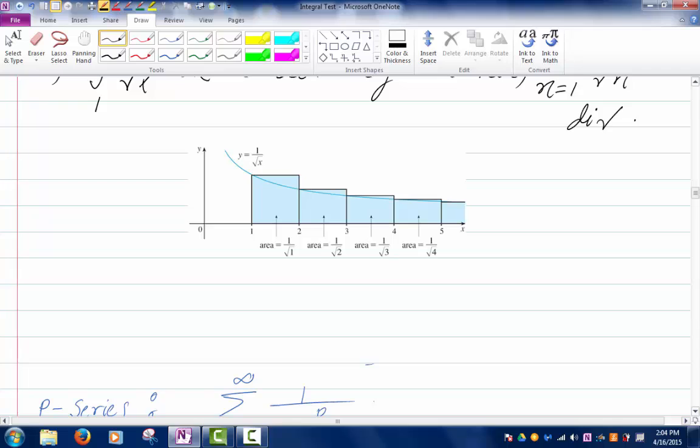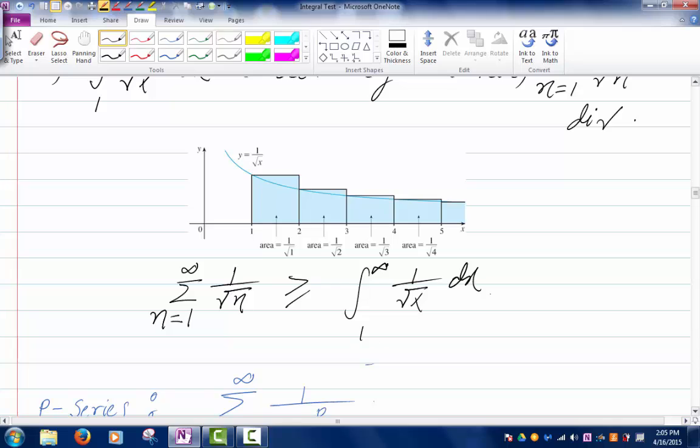And that's bigger than the improper integral. So from here I know that the series 1 over root n as n goes from 1 to infinity is larger than the integral from 1 to infinity of 1 over root x dx. So because this guy is divergent, we know that the series is divergent. Okay? So that's all we did.